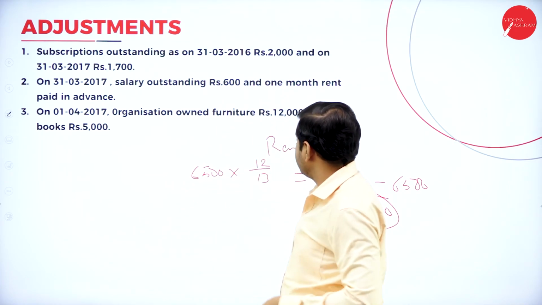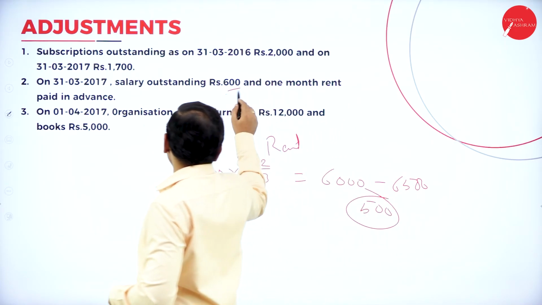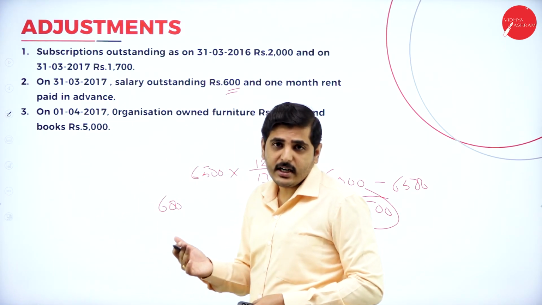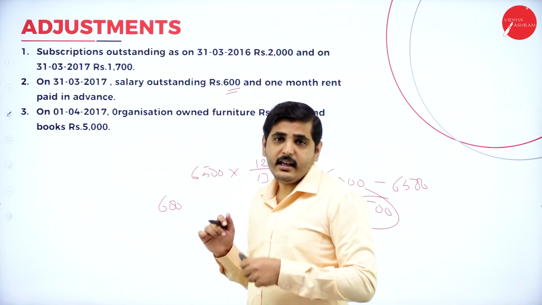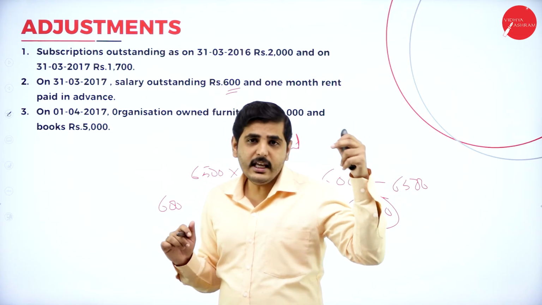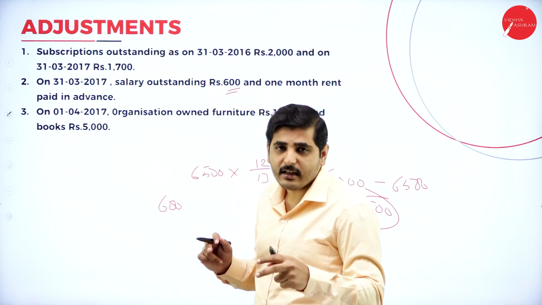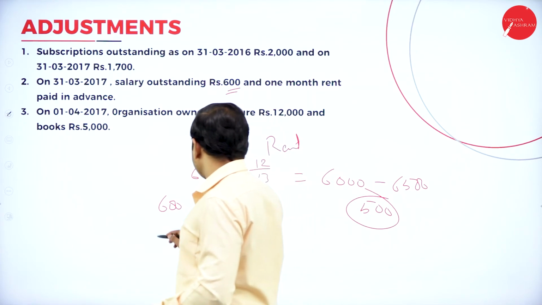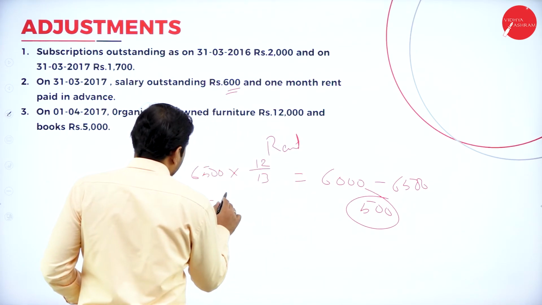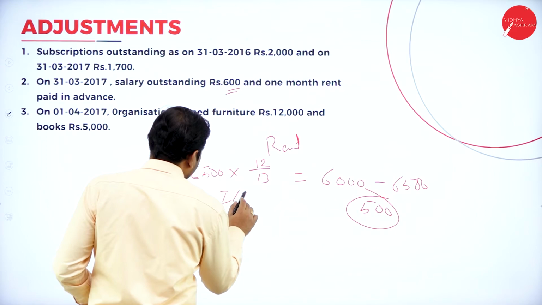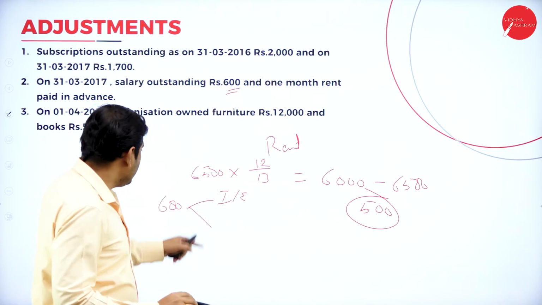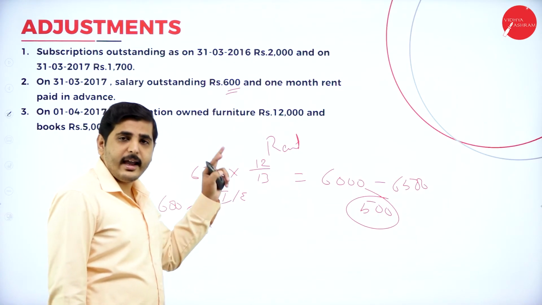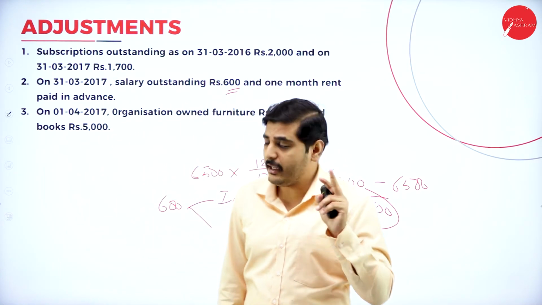Again, outstanding salary. What is the outstanding salary? It is 600. Any outstanding expenses of the current year we should add it. Any outstanding of the previous year we should deduct it. Any prepaid of the current year we should deduct it. Any prepaid of the last year we should add it. Okay, so 600 rupees, where do we show it in the income and expenditure account? In the expenses side. So add the outstanding. Again, it has to be shown in the liability side of the balance sheet.